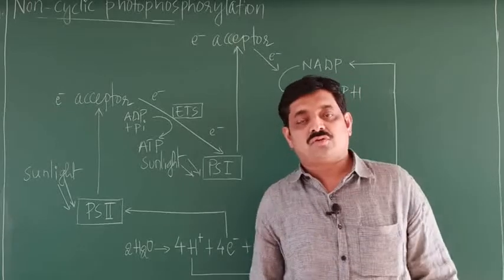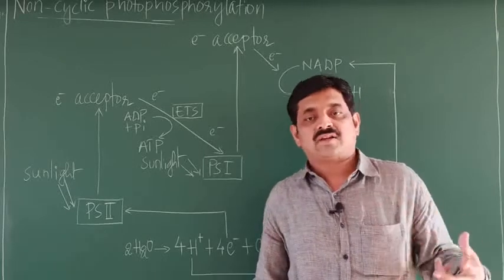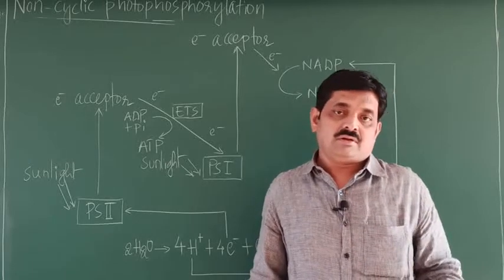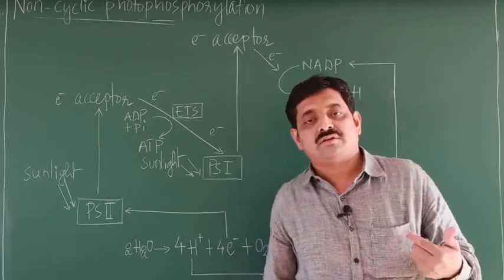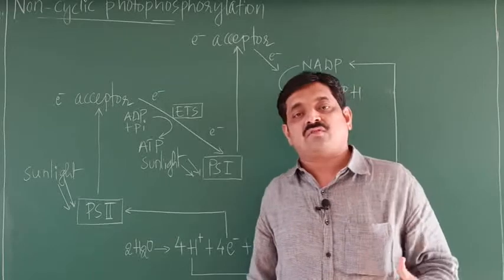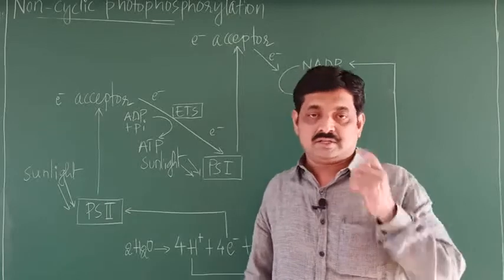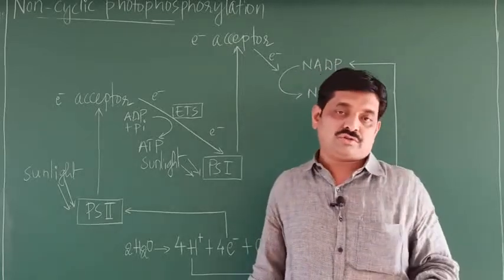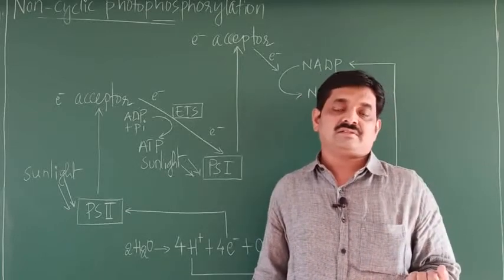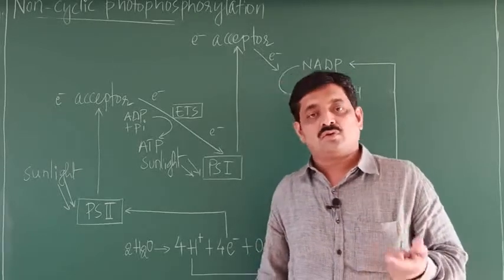So what is this photophosphorylation? Photophosphorylation is the reaction that occurs in sunlight. Here, inorganic phosphate is added. So the addition of inorganic phosphate in a reaction which occurs in the presence of sunlight is called photophosphorylation. It is classified as non-cyclic photophosphorylation and cyclic photophosphorylation.